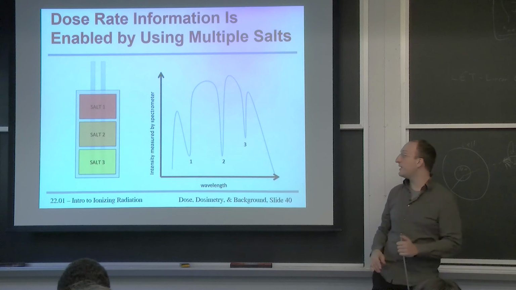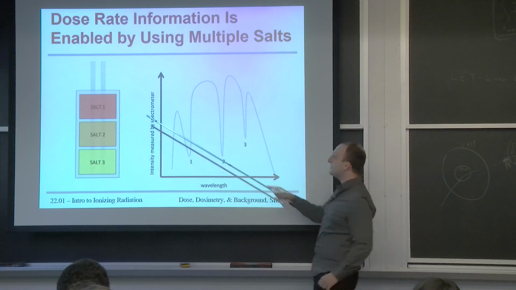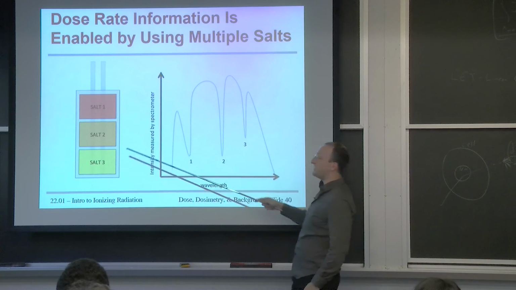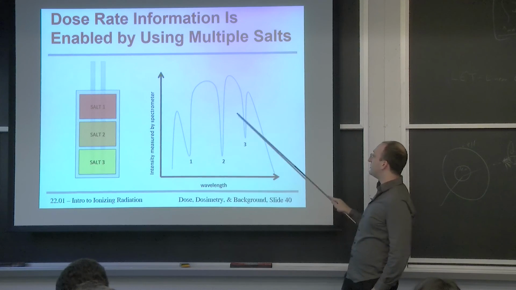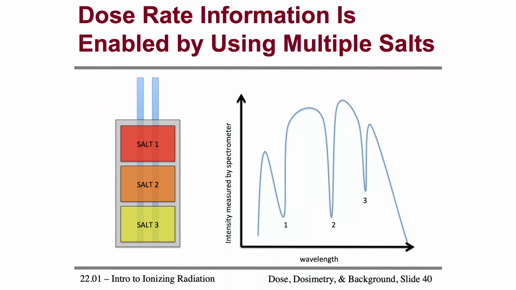And you can enable dose rate information by putting multiple salts in a row that have different response levels to these protons. So by looking at the amount of absorption in each wavelength, you can tell not just the dose, but the dose rate, calibrate your beam current.